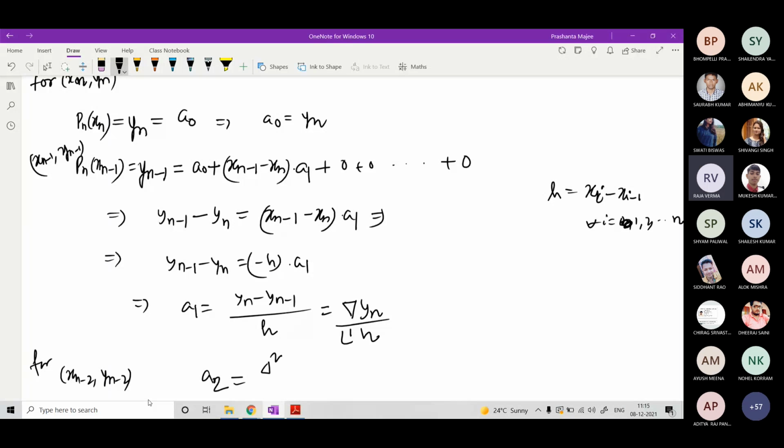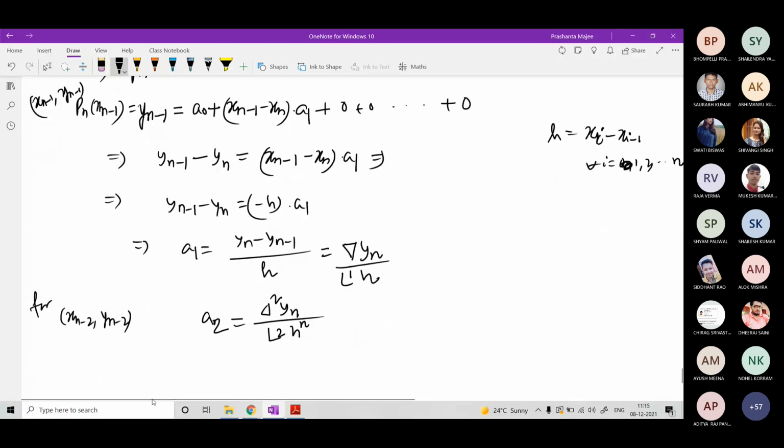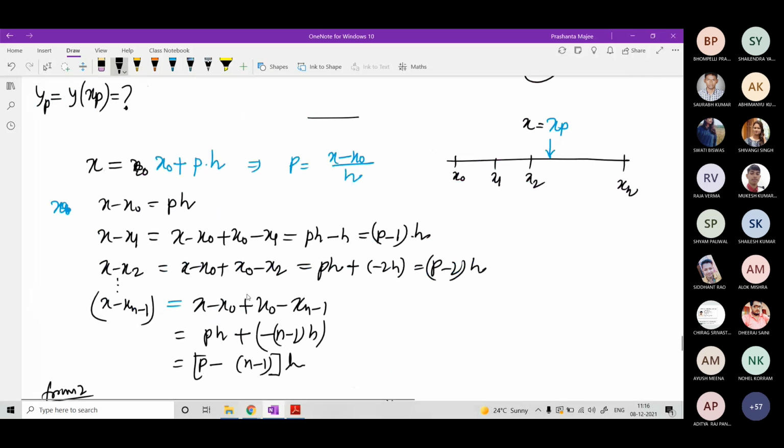Del square yn factorial 2 h power n. Sorry, not del square, nabla square. It is backward difference. Same thing as you did in the forward difference. You first go through the forward difference derivation.